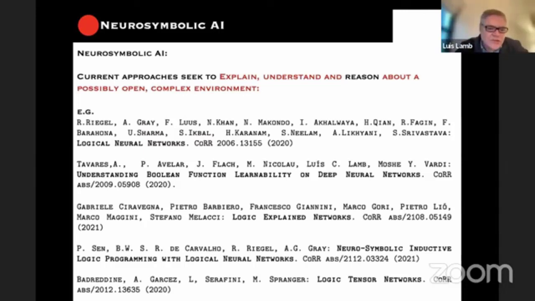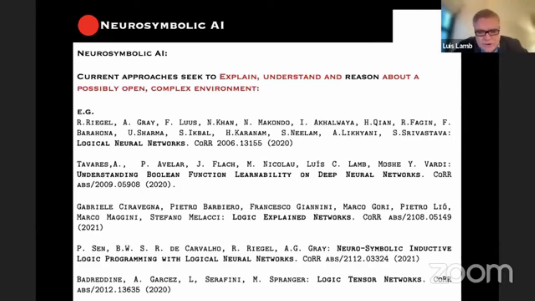For instance, one of the approaches is known as logical neural networks, developed by the IBM research lab in the US and other sites. They do some representation of classical reasoning and some representation of relational reasoning and first-order predicate reasoning. It's a very efficient application to certain domains. Our recent approach is to understand how Boolean function learnability can be processed in deep neural networks. This approach is inspired by the theory of PAC learning. We're trying to understand what the limits of deep learning are. This is one of the approaches currently under development.